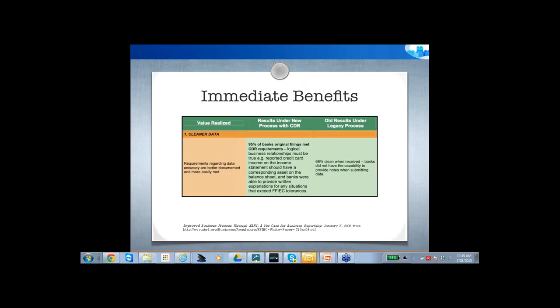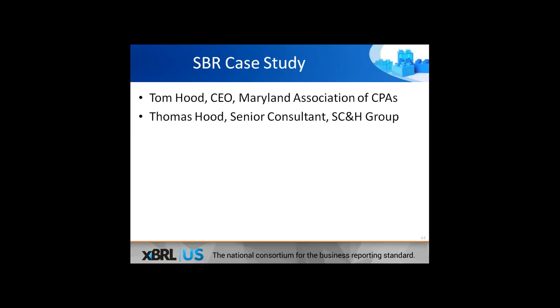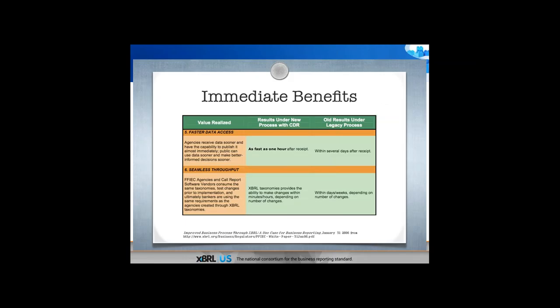Next slide, please. To give you an example of immediate benefits that we had when we used open standards within our project, we had cleaner data. 95% of the banks met CDR reporting requirements. Next slide, please. For data accuracy, 100% of the data received met mathematical requirements. That is, it passed all validity checks. So we consider it 100% clean. Next slide. Faster data access. The data are also made available within 1 hour when the report is accepted in the system.